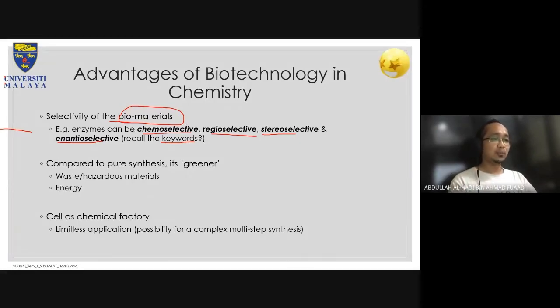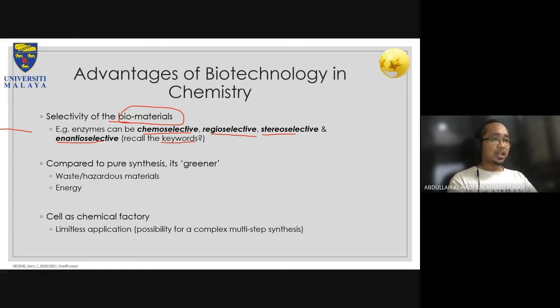Chemoselective means that it's selective towards a certain environment or a certain chemical stimuli. Regioselective is region selective. Stereoselective is you have cis and trans. And then enantiomeric selective is R and S. So just go back and look at these keywords if you have forgotten about them.